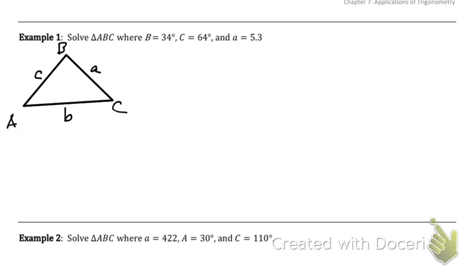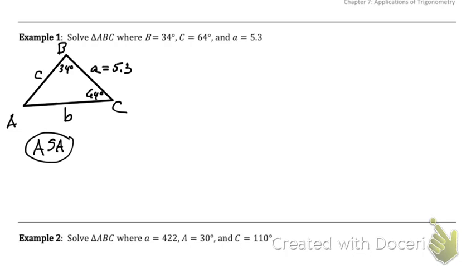All right, so we'll just list the information that was given to us. It says B is 34 degrees, so let's go ahead and put 34 degrees in. It also says that C is 64 degrees, and side A equals 5.3. So in fact, we have angle, side, angle, because that side is sandwiched between those two angles, so I can definitely use the law of sines here.